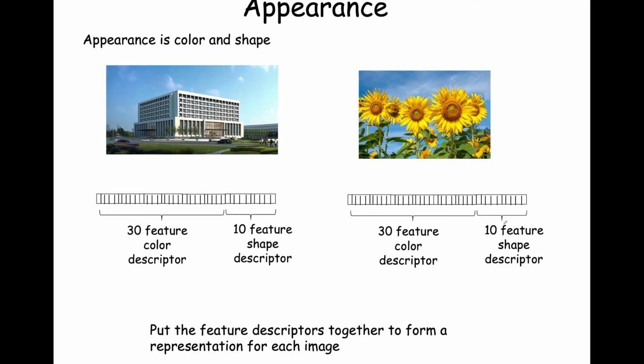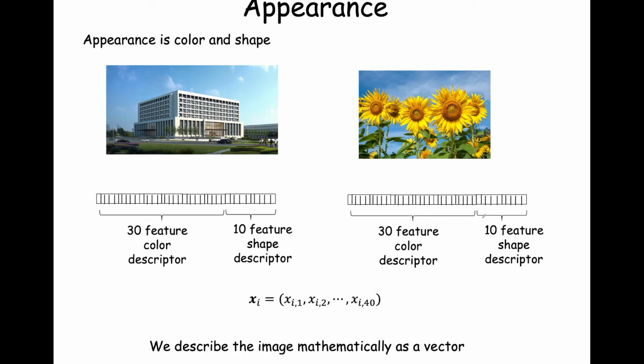So now then, you take your color and your shape. So we had our 30 vector representing the color. We had our 10 vector representing the shape, and we put them together to form a single 40 vector. We do the same thing for our sunflower field picture. We take the 30 vector for the color, that's red, green, and blue, 10 histograms each, and then another 10 histograms for the edge orientation histogram, and that is our 40 vector representing the appearance, the color and shape for our sunflower field picture. So we put them together to form an image representation, and this is going to be the representation of the content for each of these images. Now, let's describe this mathematically as a vector.